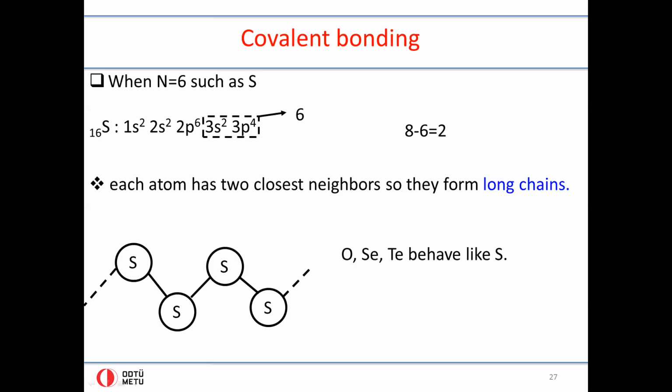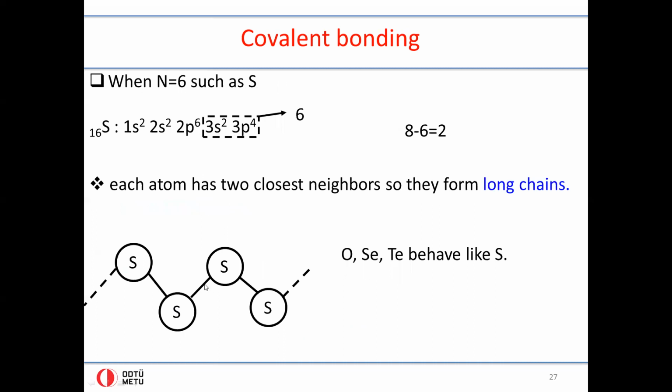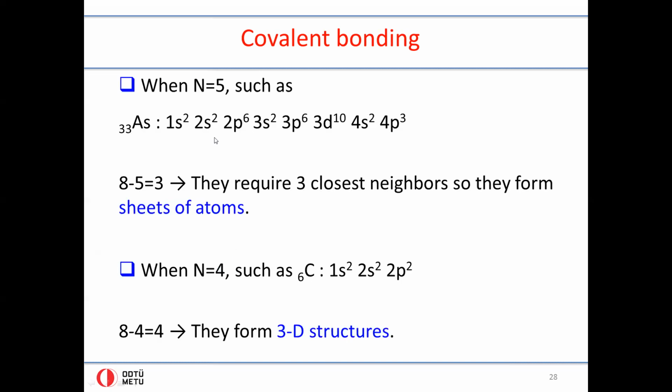This is one-dimensional, and if you have n equals 5, such as arsenic, I guess, your atomic arrangement is such that you need 3 close neighbors to form sheets of atoms, because in addition to forming 1 bond with one side and 1 bond with another neighbor, in the 3rd direction, let's say perpendicular to the board, in the case where n equals 5, you can form sheets of atoms.